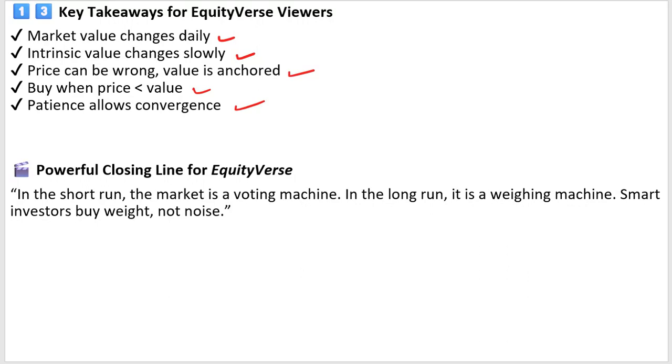I hope you understand today the relationship between market value and IV value.